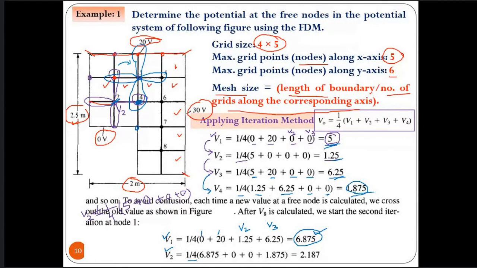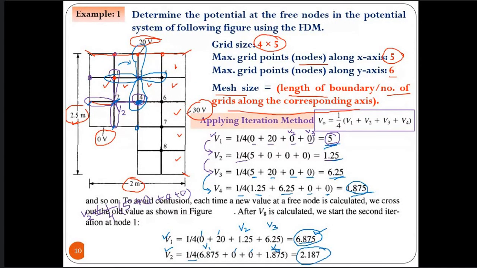First, I am going to write down the fixed nodes. There are two fixed nodes, they are 0, so they become 0. Then this V2 depends on V1 and V4. V1 is just calculated, it is 6.875, and V4 is 1.875. If you calculate it, it will be 2.187.